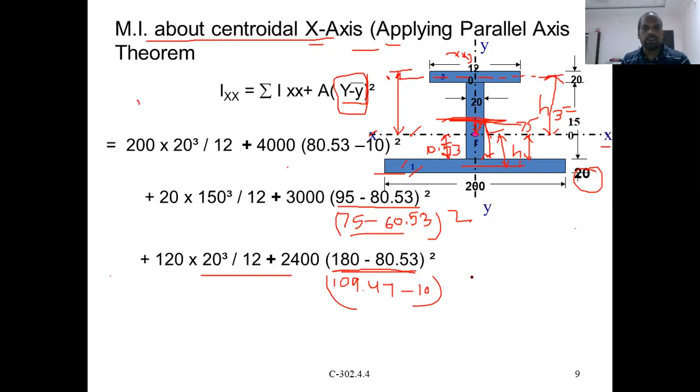There is no question of any deviation. There cannot be any deviation. 109.47 minus 10 is nothing but 99.47. Similarly, 180 minus 80.53 is 99.47, because both are one and the same, written in a different form from different reference axes, a different way of calculating the distances. Both are the same.